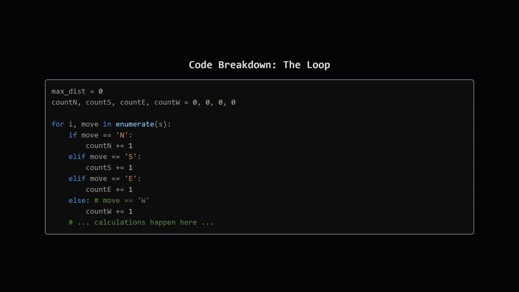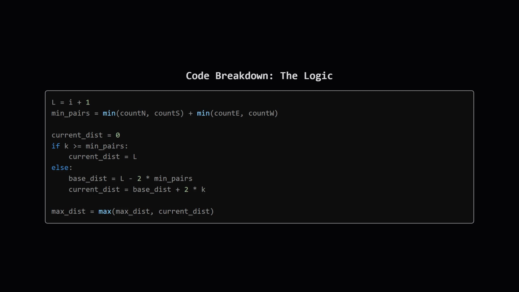Inside the loop, it's really simple. We just check what the current move is and increase the matching counter. Now for the heart of the algorithm, which happens inside that loop. First, we get the total number of steps taken so far. Then we calculate the number of conflicting pairs, just like we planned: the smaller of the north-south counts, plus the smaller of the east-west counts.